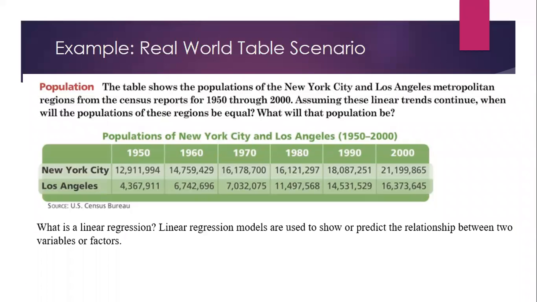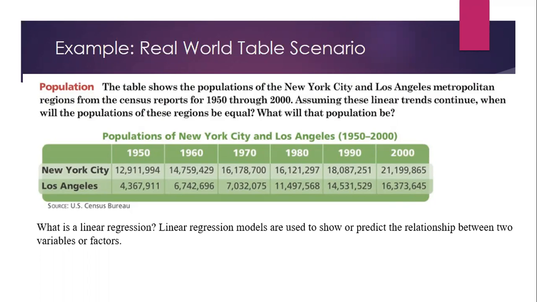So we're going to start here. Here's our real world table scenario. We have the population for New York City and Los Angeles, and this is the growth of the population from 1950 to 2000. We're going to use a linear regression to figure out the best way to represent this information. So what is a linear regression? Linear regression models are used to show or predict the relationship between two variables or factors. That's what a linear regression is.